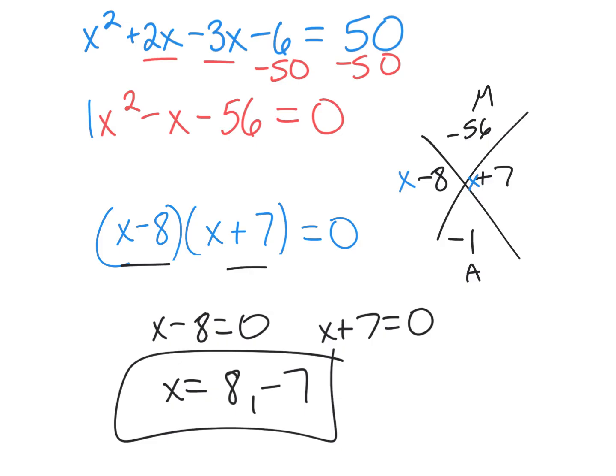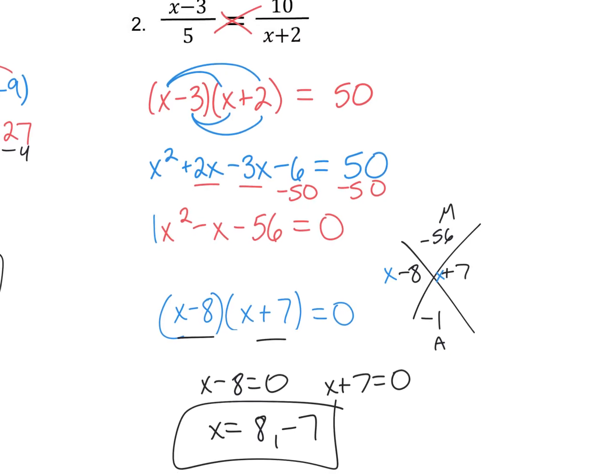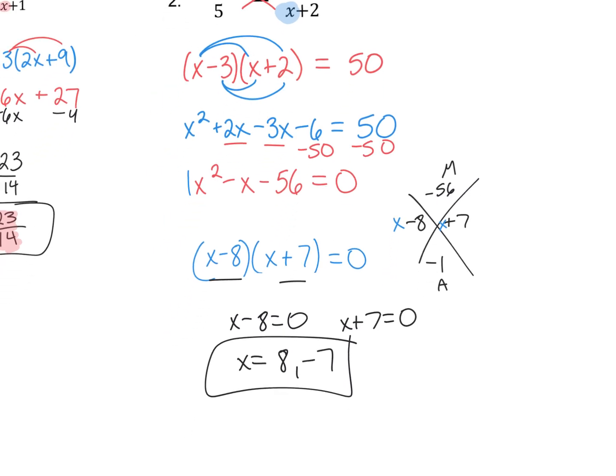Last but not least, do both of those answers work? If I go back to my original denominator, my first denominator is just a 5, so I can't plug anything into that. But my second denominator is x plus 2. If I put 8 in there, or if I put -7, if I add 2 to either one of those, will it be 0? No. So these are both good answers.